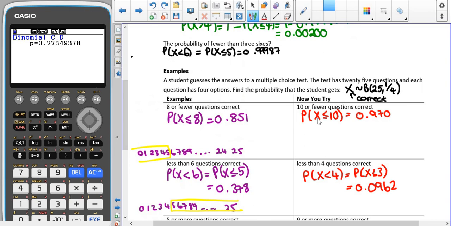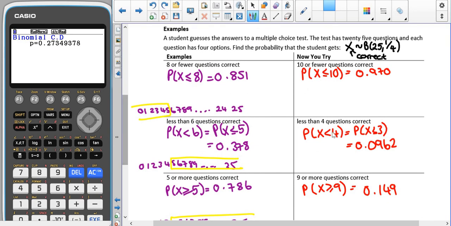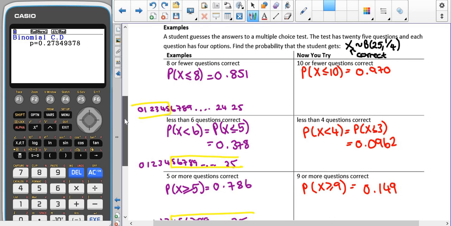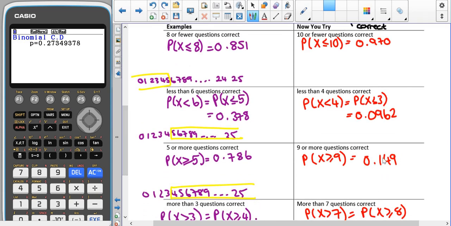Okay, so hopefully you've paused the video and given the Now You Try questions a go. For the first one, if we're looking for 10 or fewer questions correct, that's the same as saying less than or equal to 10, which gives us 0.970. For less than 4 being correct, well, we can't put that straight in our calculator, but that's the same as being less than or equal to 3, which gives us 0.0962. Then 9 or more, that's the same as greater than or equal to 9, which is 0.149.